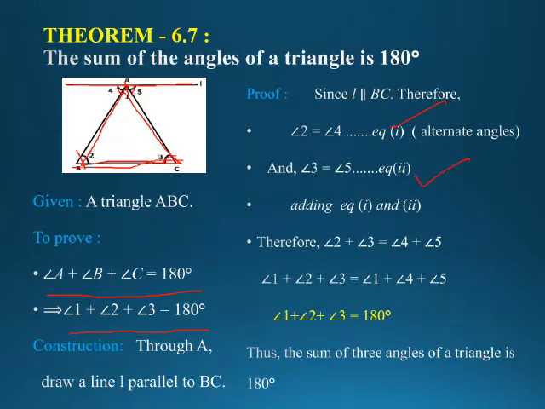Adding 1 and 2, we get angle 2 plus angle 3 equal to angle 4 plus angle 5. Adding angle 1 on both sides, we get angle 1 plus 2 plus 3 equal to angle 1 plus 4 plus 5. So angle 1 plus angle 2 plus angle 3 equal to 180 degrees. Now we have proved that the sum of the three angles of a triangle is 180 degrees.